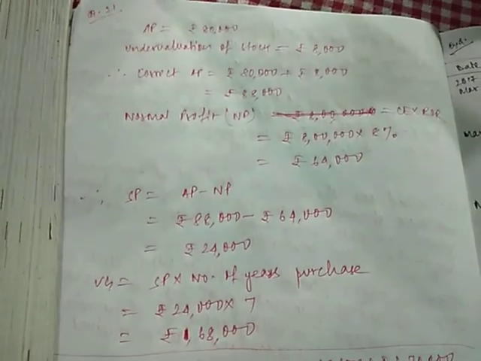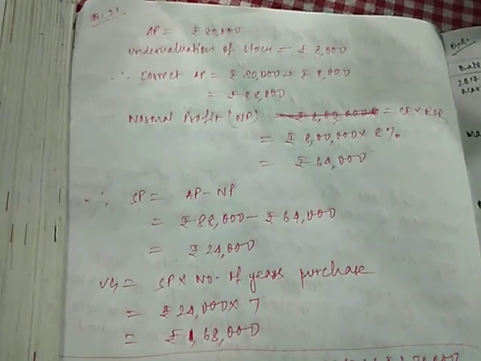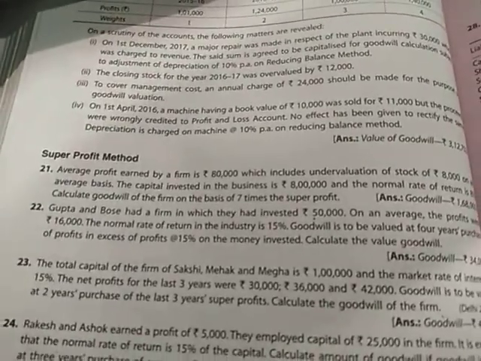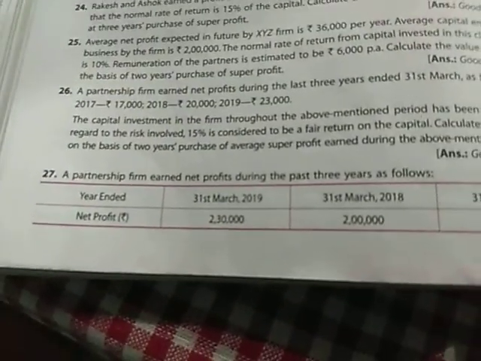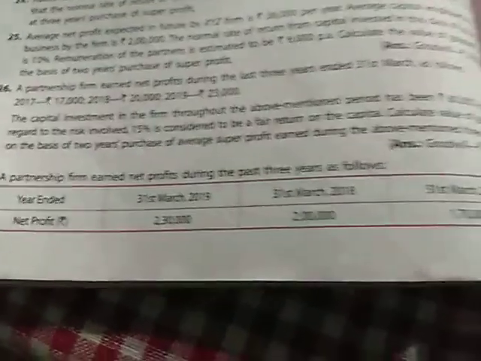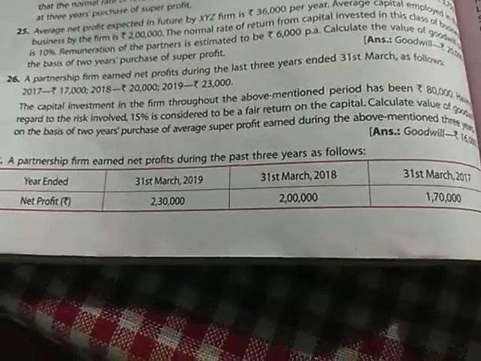I am showing you the solution once more. Check this solution, and this was question number 21. Next we will be solving question number 27. You can check here. A partnership firm earned net profit during the past 3 years as follows. 3 years profit are given. We can find out the average profit very easily.